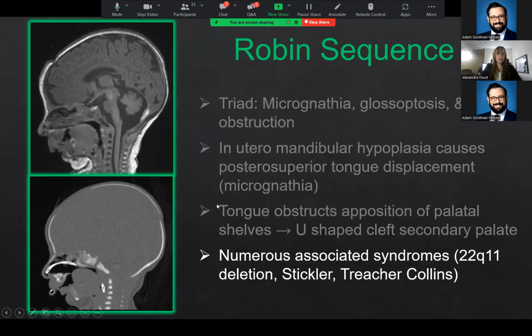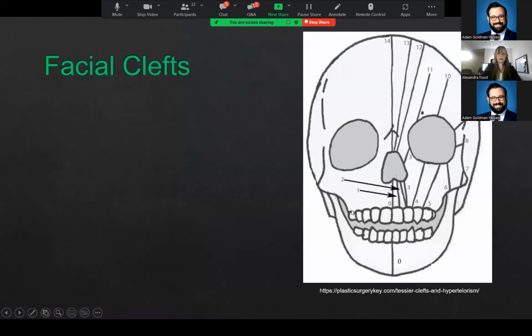And there's a lot of syndromic associations with Robin sequence. Sometimes you'll see this called Pierre Robin sequence as well. I've heard both. I always taught Robin, so that's kind of what I stick with. But some of the more common associations are 22q11, Stickler, Treacher Collins, but there are numerous. So if you see Robin, I wouldn't necessarily suggest a particular syndrome, but you probably want to think about having genetics involved just because there is a high number of associated syndromic abnormalities.